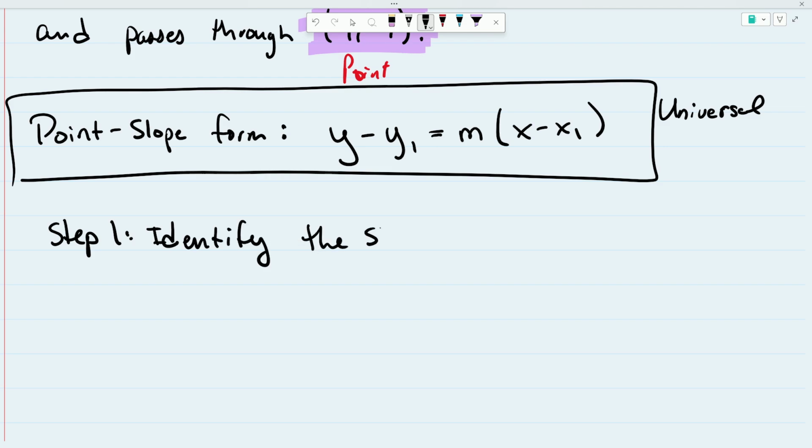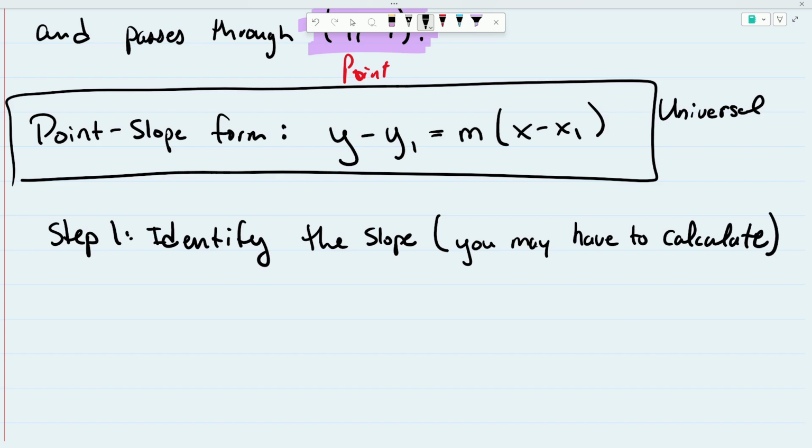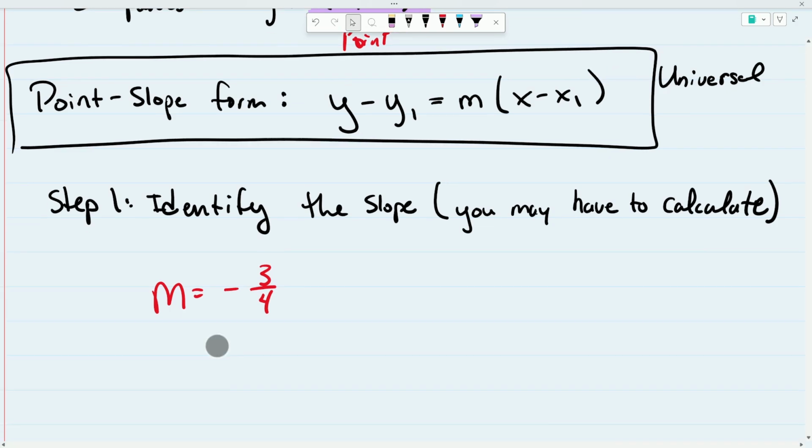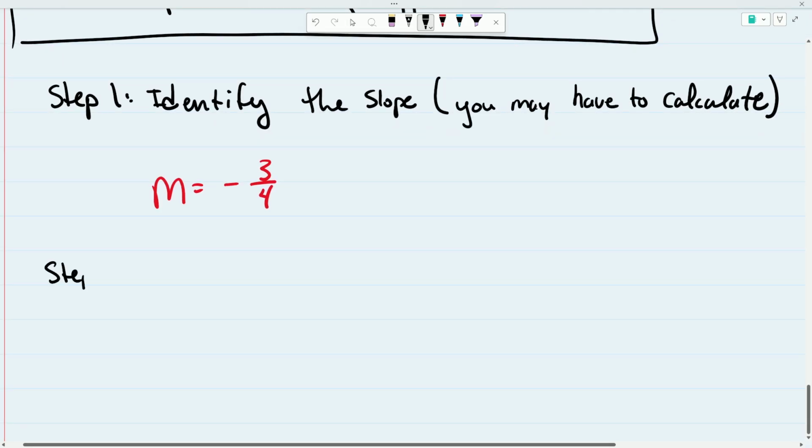You want to identify the slope. And then in parentheses, I'm going to put, you may have to calculate this. But for us, we're very fortunate. The problem said m equals -3/4. And yes, I will do one where we have to calculate it, so don't worry. So that's our first step. Step number 1 is identify the slope. m equals -3/4.